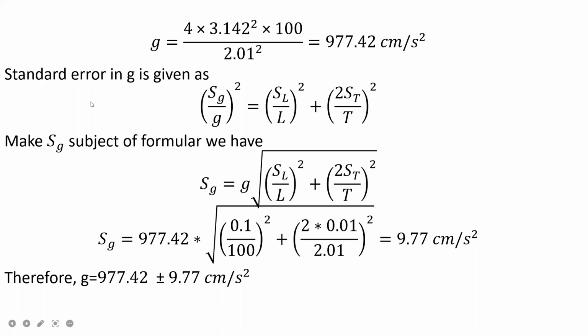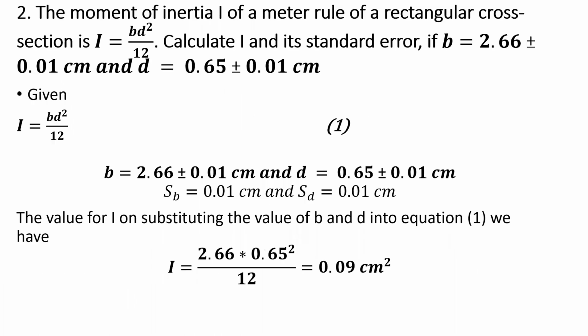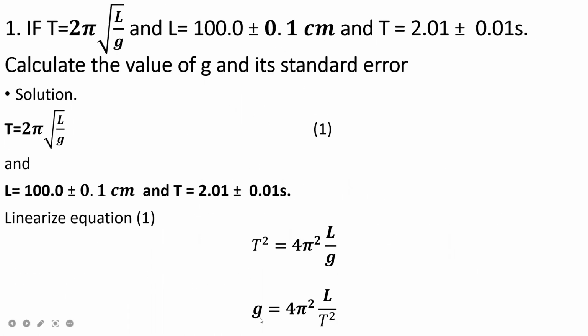Now, the next thing is to calculate the standard error in G. This is how we calculate standard error. In standard error, your constants are not necessary. If you observe this formula, G equals 4 pi squared L over T squared, what we're after is G, which is a variable, and we're after L, and we're after T squared.